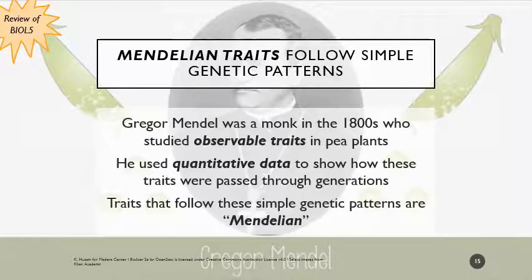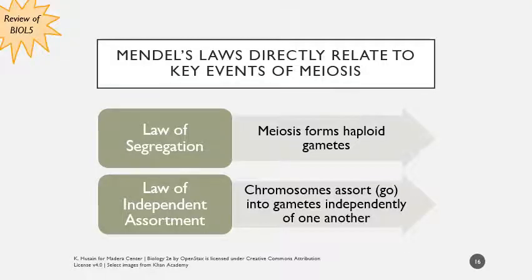And the traits that followed really simple patterns were called Mendelian. So based on Gregor Mendel, he kind of got lucky in that he didn't have anything weird like codominance or incomplete dominance. It was just, he was observing traits that happened to follow simple dominance. So he came up with these two laws, the law of segregation and the law of independent assortment, and these are genetics laws, but you can see how directly they link to the key events of meiosis.